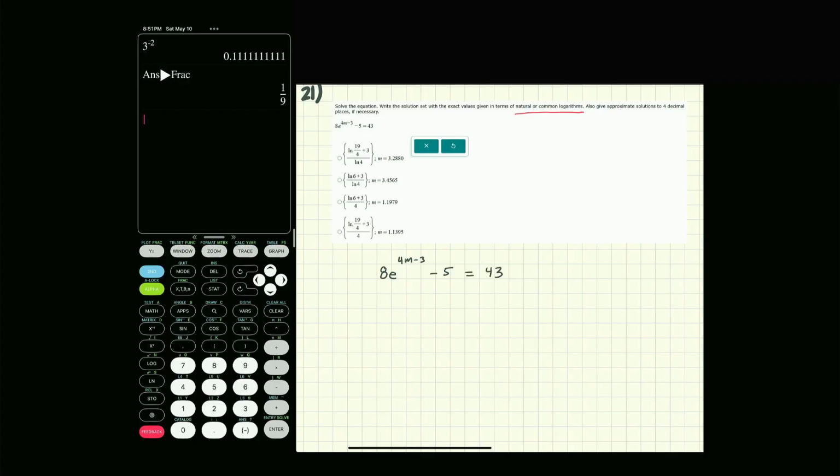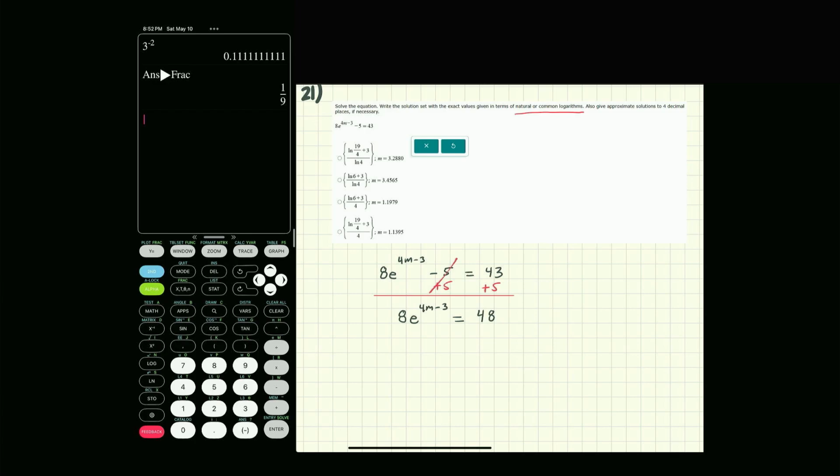Goal here, we want to get this e term by itself. So we want to get anything else that's hanging out over here, like this minus 5 and then this 8, out of there. How can we move this minus 5? Well, we do the opposite. Add 5, and whatever we do to one side, we do to the other. So that's gone. And now we've got 8e to the 4m minus 3 equals 43 plus 5, which is 48.